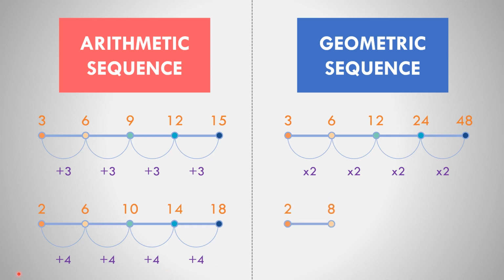How about the example of the geometric sequence 2, 8, 32, 128, and 512? The common ratio is equal to 4 because 8 divided by 2 is 4. 32 divided by 8 is 4. 128 divided by 32 is equal to 4. And 512 divided by 128 is equal to 4.